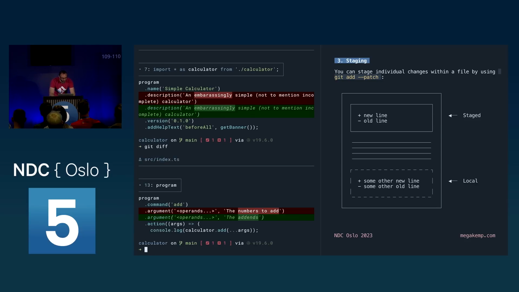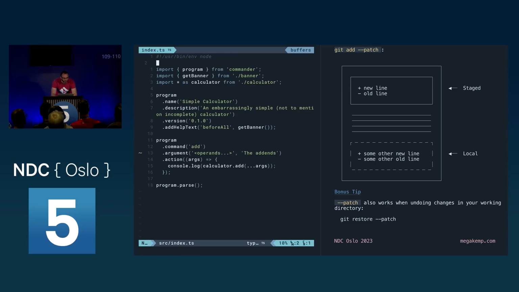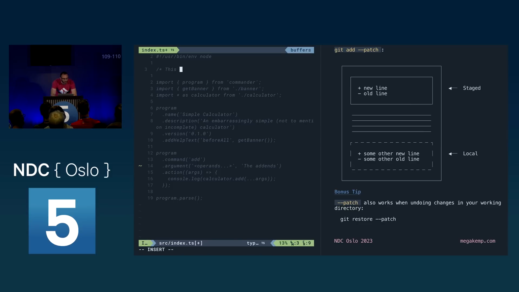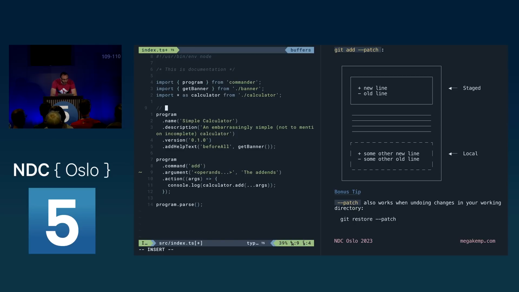Cool stuff. Now, bonus tip. The patch option also works for undoing things. So, for example, let's open it up again, and let's make a couple more changes. For example, here I'm going to add this is documentation. And then down here, I'm going to say this is a comment. Just make two different changes.